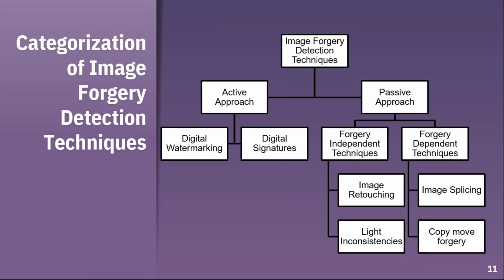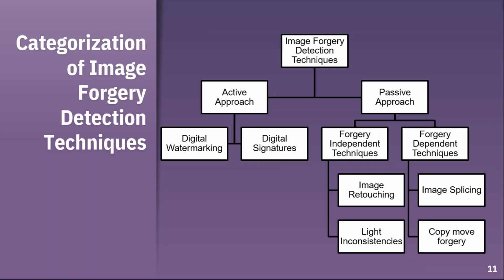First of all, we would classify the techniques, as a lot of research has been done on this particular area for the last few decades. There are two types of techniques actually: one is the active approach and one is the passive approach. In the active approach, there are two examples: watermarking and digital signatures, while in the passive approach, we have independent and dependent techniques.